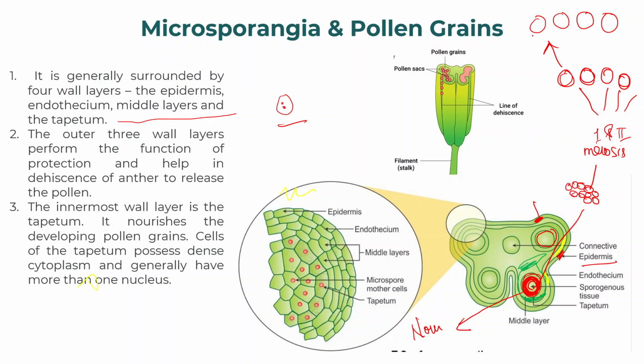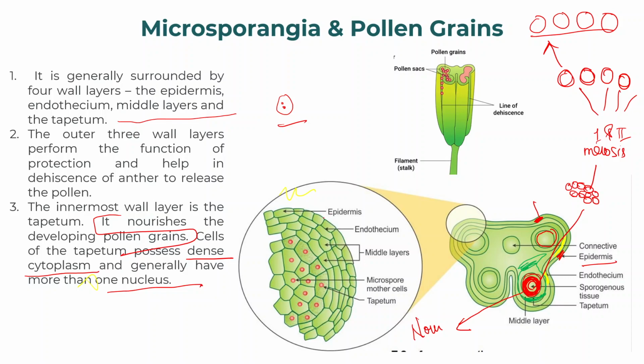So for this functional pollen grain to develop, this whole thing needs energy. And how are they getting this energy? This tapetum provides it. So the tapetum possesses dense cytoplasm, this is very important, and generally has more than one nucleus. It nourishes the developing pollen grains.